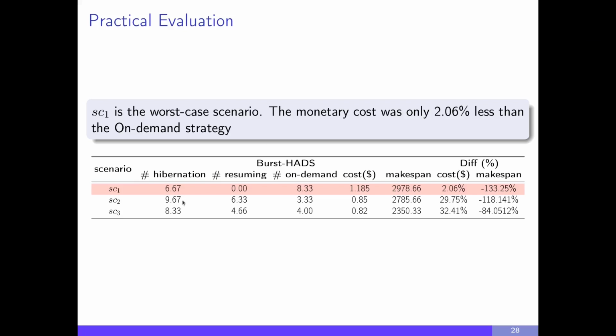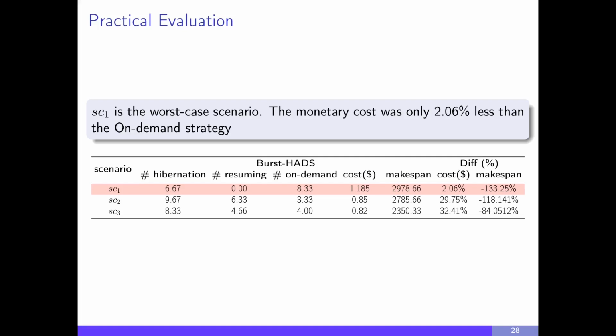Here in the table we have each one of the scenarios, the number of hibernations that happened during the execution, which is a variation of 5 executions, the number of resumes that happened during the execution, and the number of additional on-demand VMs that were launched by BurstHaze because of the hibernations. Then in sequence we have the monetary cost of the executions, the average monetary cost, the average makespan, and in the last two columns of the table we have the difference between the monetary cost and the makespan, considering the solution that uses only on-demand VMs.